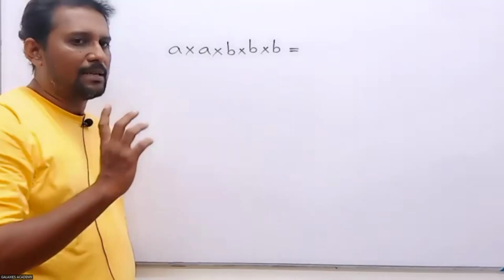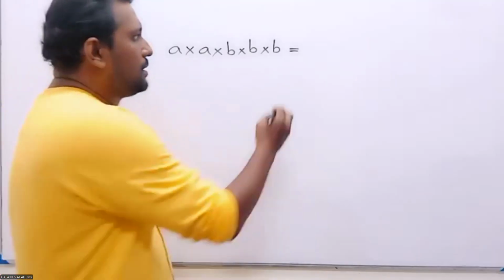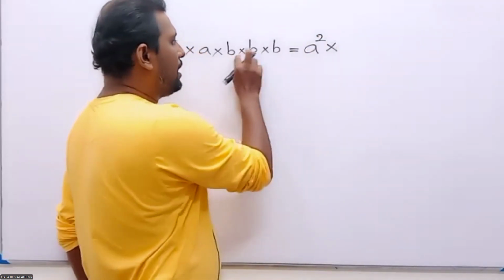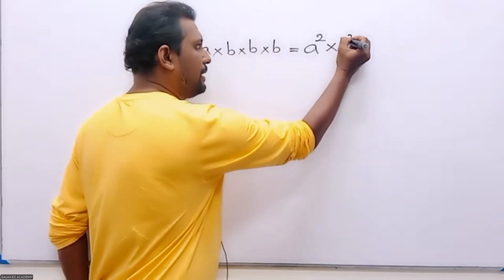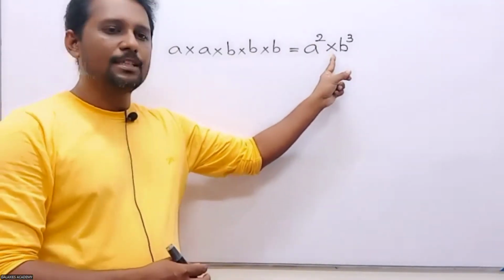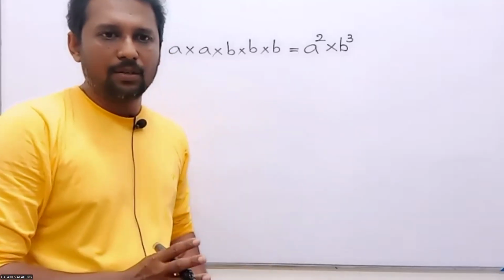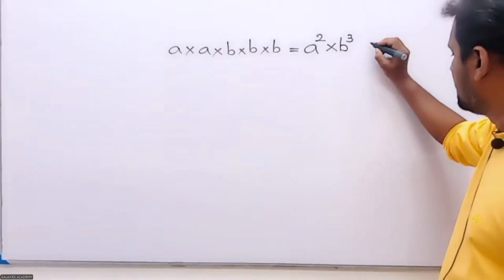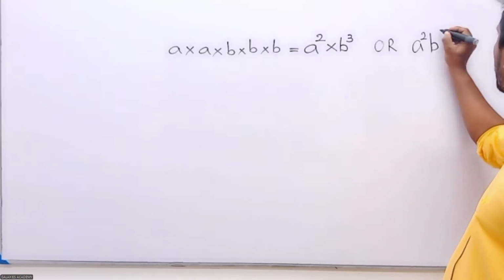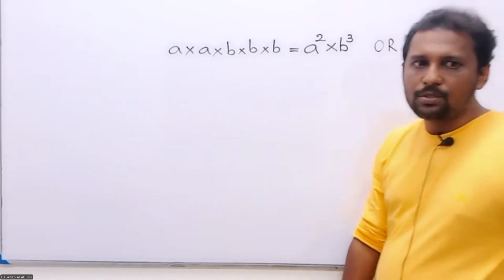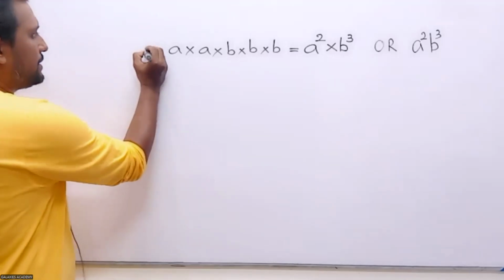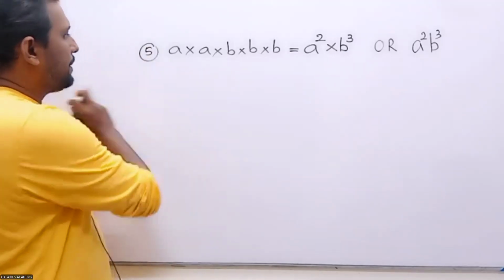How many A's can you see in the product? A to the power 2. B to the power 3. Yes. We can write A to the power 2 multiply B to the power 3. Also, if you want, you can write this answer without using the multiplication symbol. It is also a correct method, okay? You can write A to the power 2, B to the power 3 without using the multiplication symbol. Both are correct. Any method you can use, no problem. It is the fifth question of this paper.